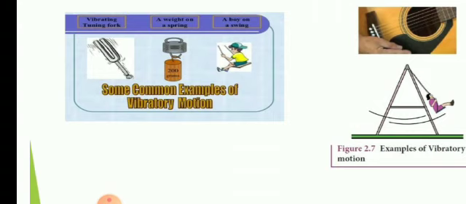A weight on a spring. When the weight is attached to the spring, the spring will elongate and then it will compress. So this elongation and compression gives us the oscillatory motion. A boy on a swing. When this boy moves in the forward and backward direction, this is the repetition of its motion. Therefore, this is known as the vibratory motion.